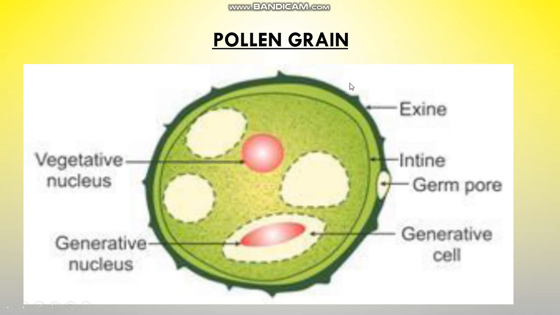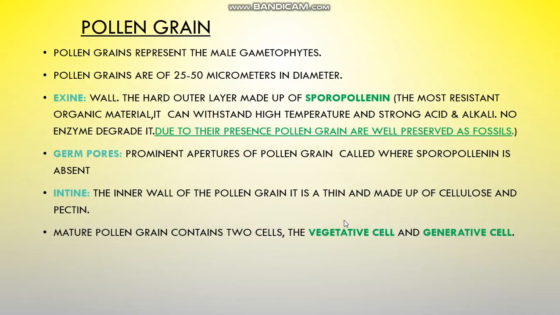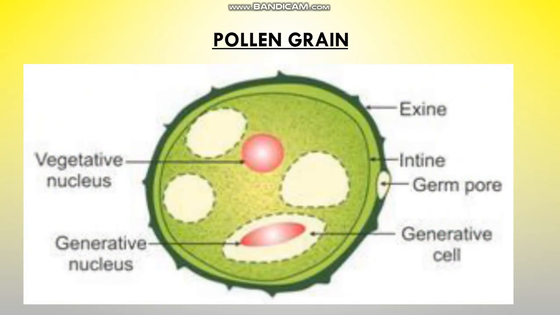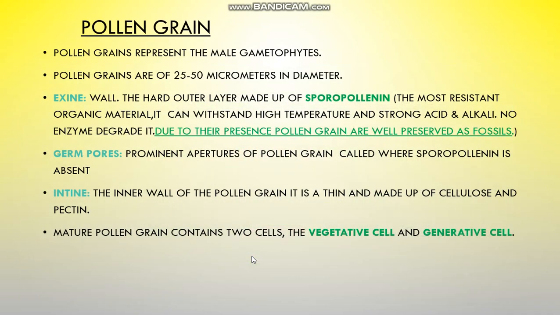So in a pollen grain, we find that it consists of two cells we already studied. The larger one is the vegetative cell, and inner to that is the generative cell, which is spindle shaped. Okay, a pollen grain represents the male gametophyte because it carries the male gamete either after germination or before.